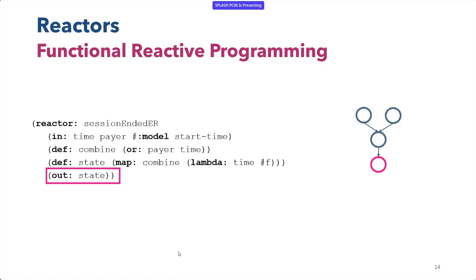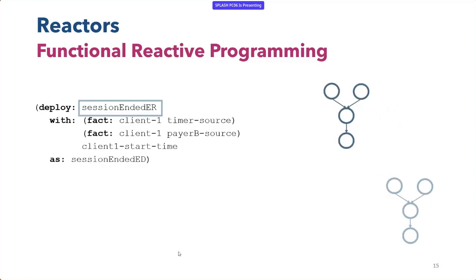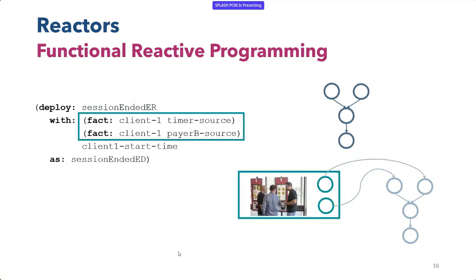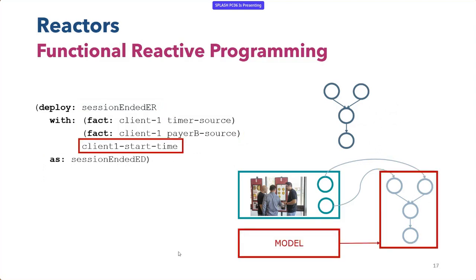However, this graph does nothing because it's not connected to anything. And therefore you have the deploy statement, and the deploy statement will copy the tag and will connect this tag to the graphical user interface and to the model variables that it needs to compute. And whenever a user interacts with the screen, the events will be emitted and propagated through the graph.